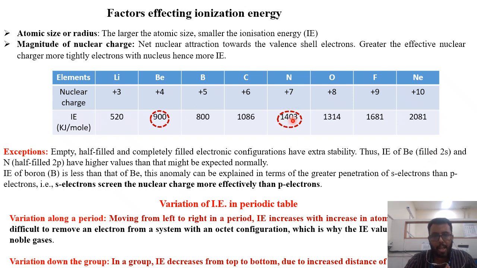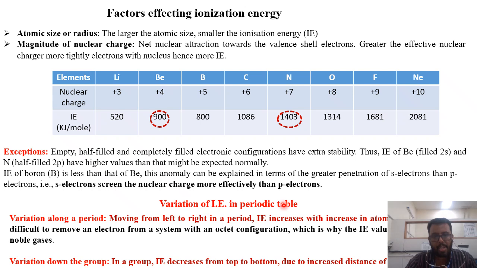Here nitrogen is half filled, so the ionization energy is the other way: not 1314, it is 1403, and then 1314 for the next one. This is the reason, so this anomaly you should understand. The ionization energy of boron is less than that of beryllium. This we have already discussed, since s electrons screen the nuclear charge more effectively than p electrons.